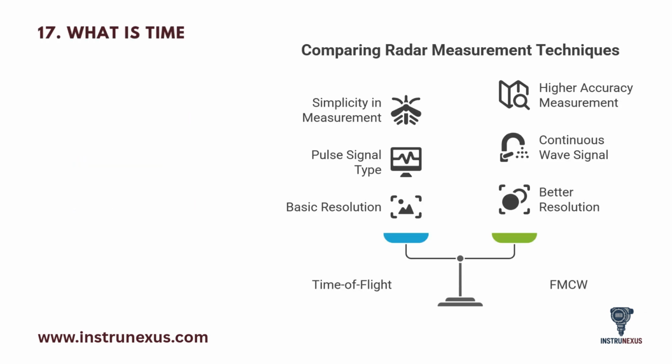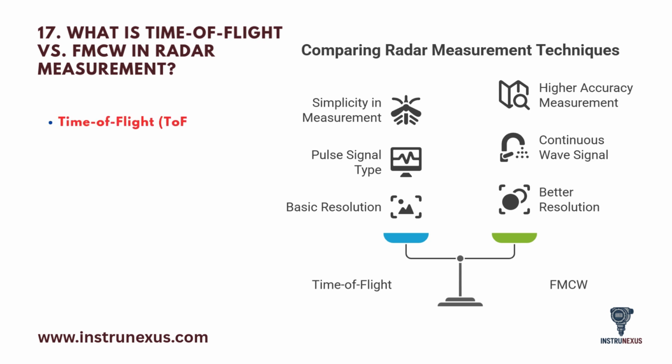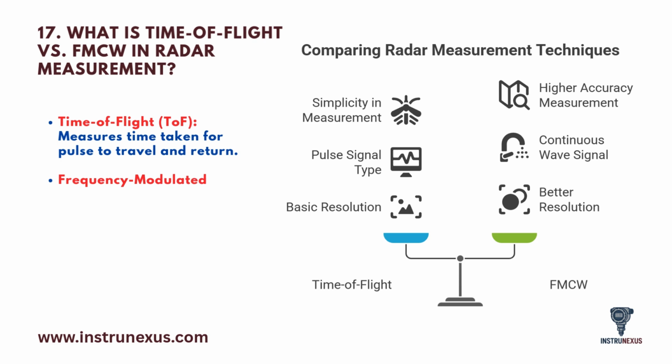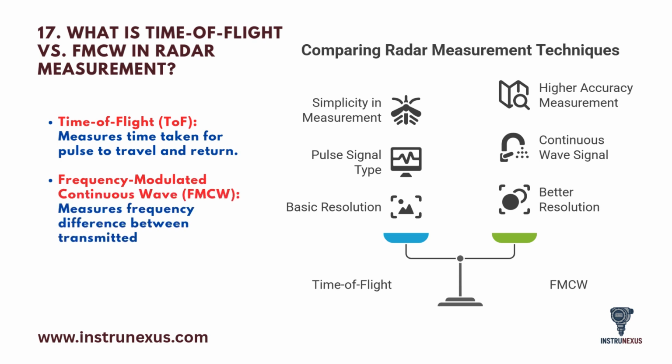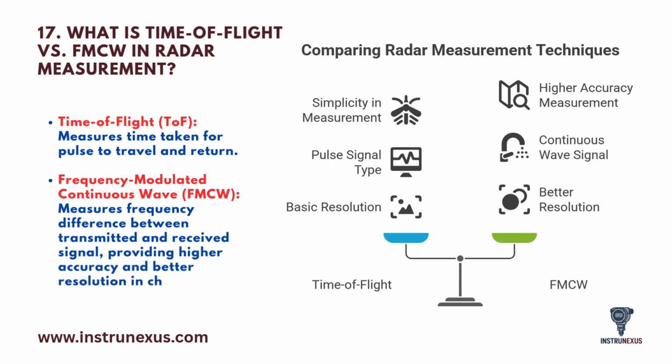What is time of flight versus FMCW in radar measurement? Time of flight measures the time taken for a pulse to travel and return. Frequency-modulated continuous wave measures the frequency difference between the transmitted and received signal, providing higher accuracy and better resolution in challenging conditions.